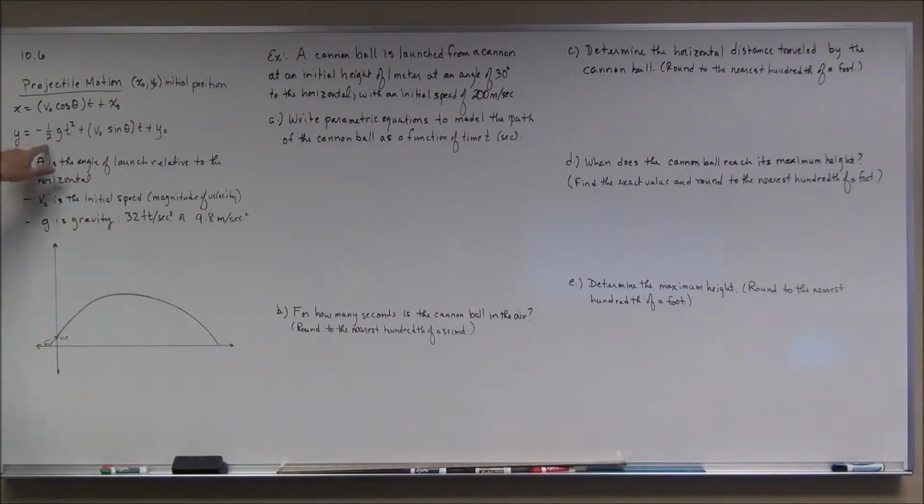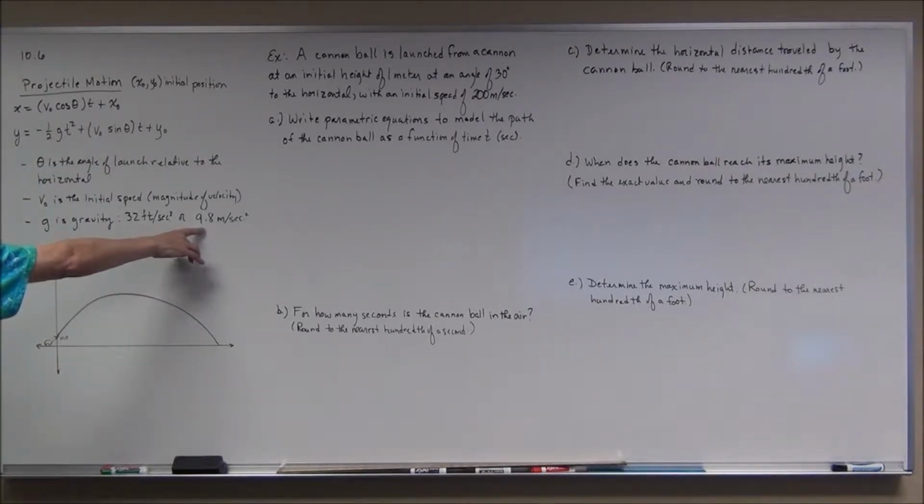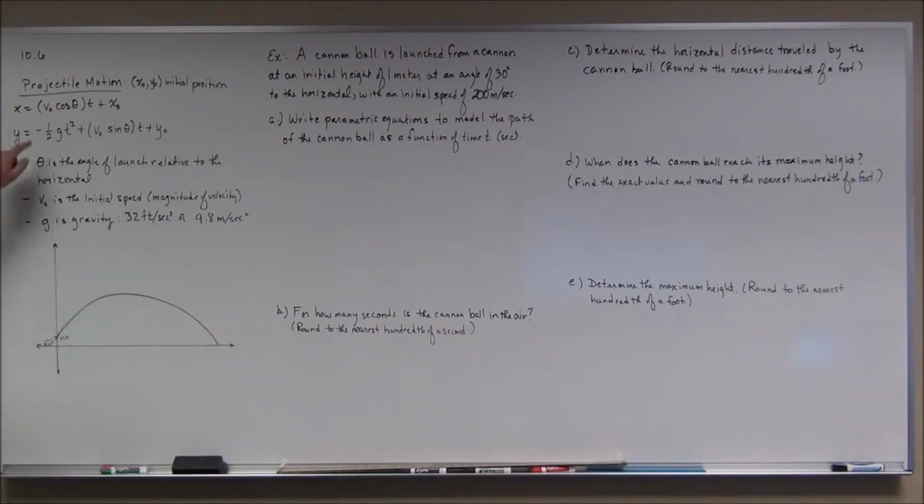And then y is equal to negative 1/2 gt squared plus v sub 0 times the sine of theta, t plus y sub 0. G is gravity, and that's going to be either 32 feet per second or 9.8 meters per second. Again, it should be negative, but they've accounted for the negative here in the negative 1/2. V sub 0, again, the initial speed, and theta again, the launch angle. And of course, y sub 0 is the initial vertical position.